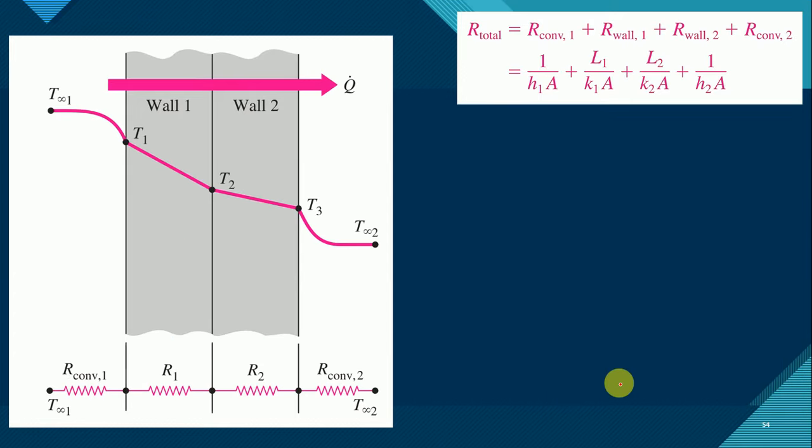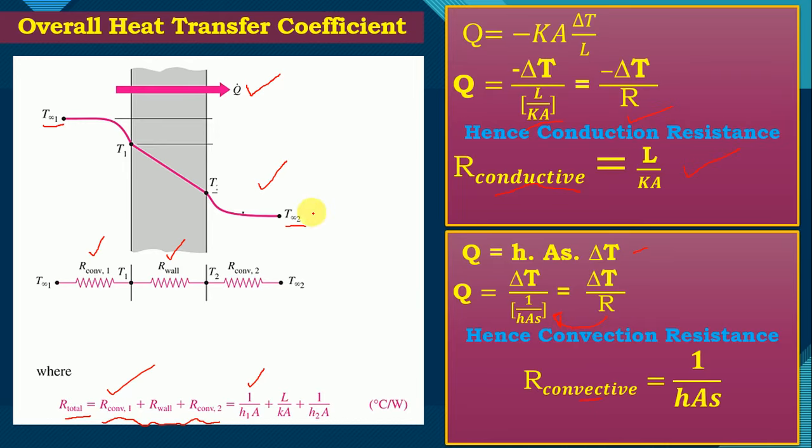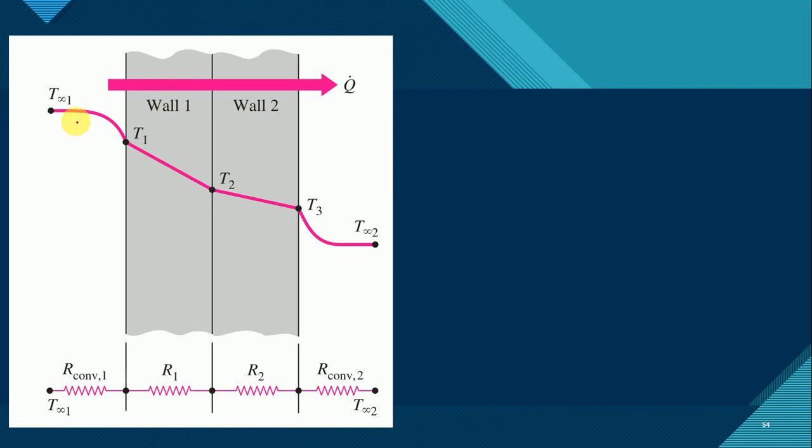Now in the previous figure, we considered that there is only one wall. If two walls are there, what will happen? One more resistance will be added here, that is wall resistance. That is what we have shown here. So now we have wall number 1 and wall number 2. What is the difference now? There are 4 resistances now: convective 1 for fluid number 1, convective 2 for fluid number 2, and then R1 is the conductive resistance for wall number 1, R2 is the conductive resistance for wall number 2. So in all there are now 4 resistances.